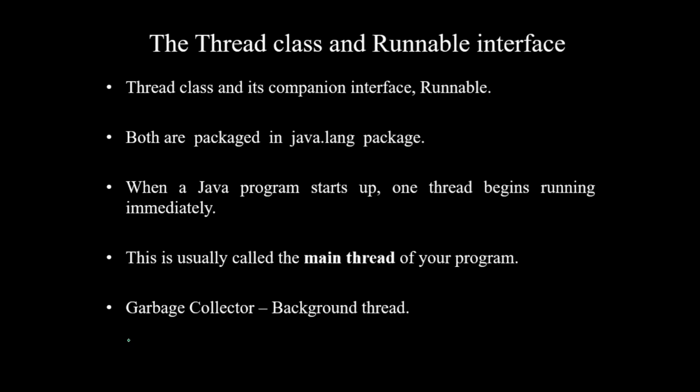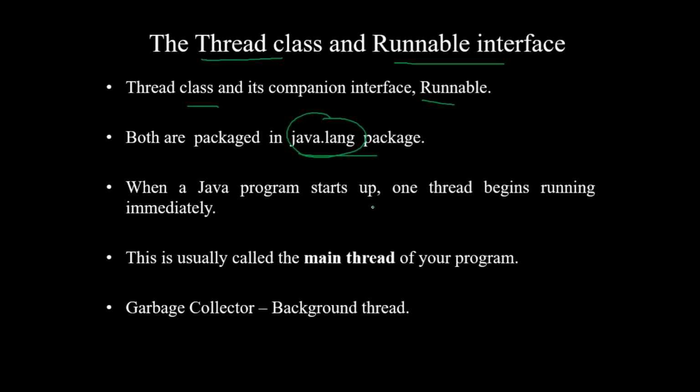Now let us discuss the different ways of implementing threads in Java. Basically there are two ways in which multi-threading can be achieved. The first method is by extending the class Thread. The second method is by implementing the interface Runnable. Both the Thread class and the Runnable interface are available in the package java.lang, which is a default package. You need not import it explicitly.